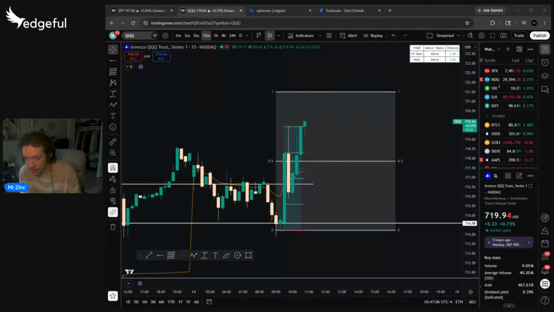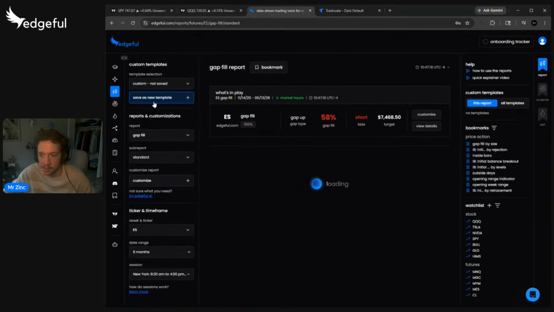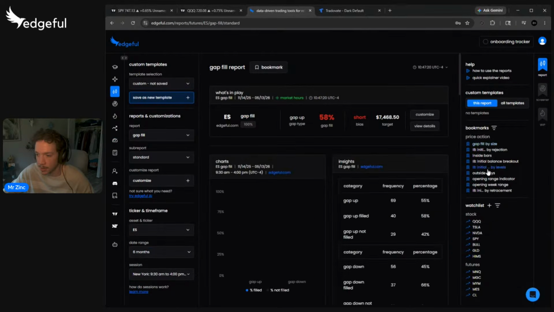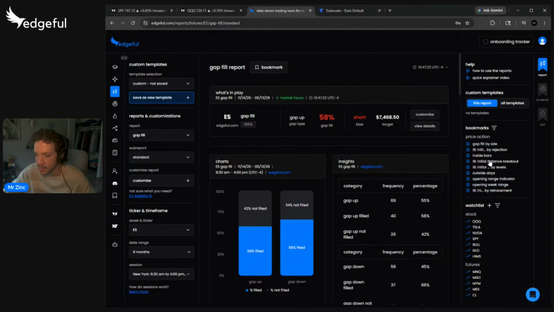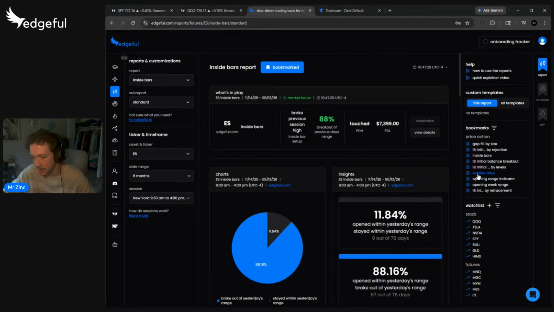No, I wouldn't be too worried. I'm new to edgeful. Can you maybe explain how you start your day, and if one report looks nice, which report you choose to back up? So the 4 reports that I use every day, I use inside bars, outside days, gap fill by size, and the initial balance by rejection. Those are the 4 that I go through. Inside bars, you're either inside previous day's range or outside previous day's range.